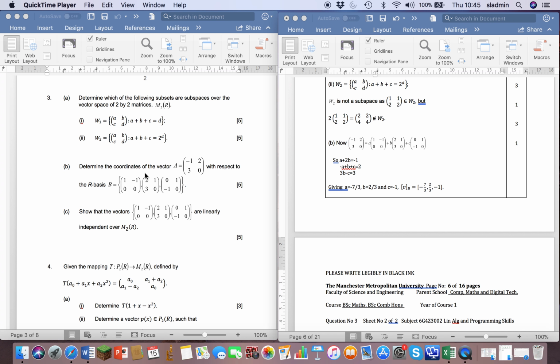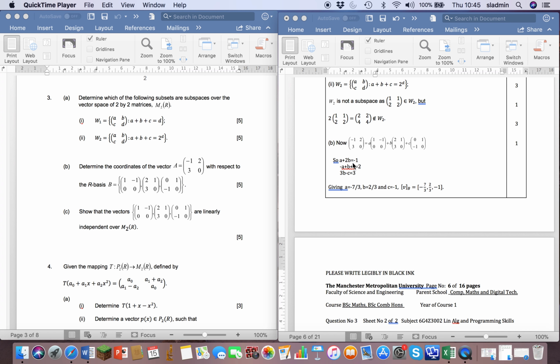Now for part B, we want to find the coordinates of this vector with respect to these basis vectors. So we want to express this matrix as these three added together, and we need to find a, b, and c. So if we equate the elements in the matrix, in row 1, column 1, we'll have minus 1 is a plus 2b plus no c's. And then we do the same for the other elements in the matrix.